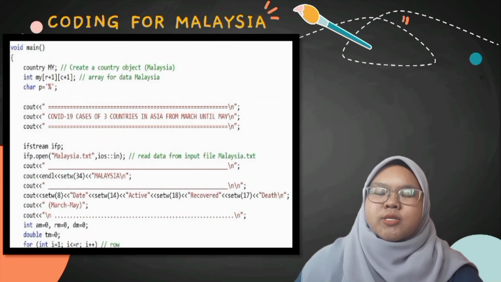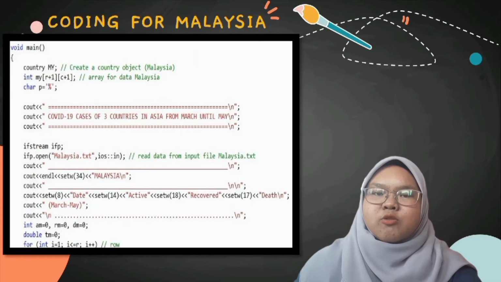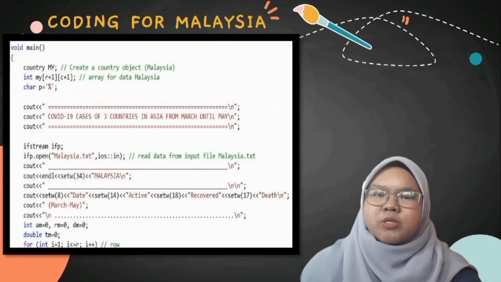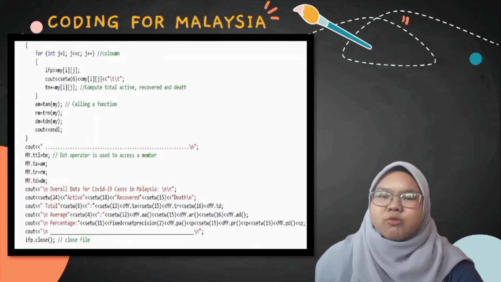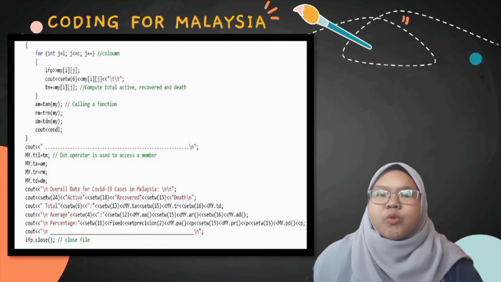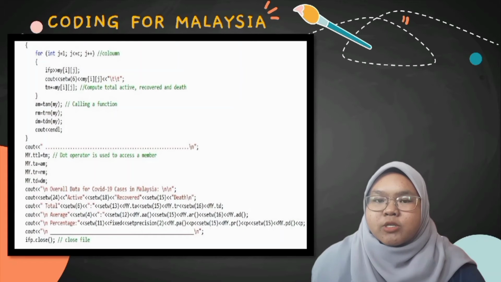For array output, a nested for loop is used. We can see the nested loop as a matrix form, in which the outer loop represents the row and the inner loop represents the column. We have 92 rows and 3 columns. In the same inner loop, we also compute the summation of all cases, which are active, recovered, and dead cases.